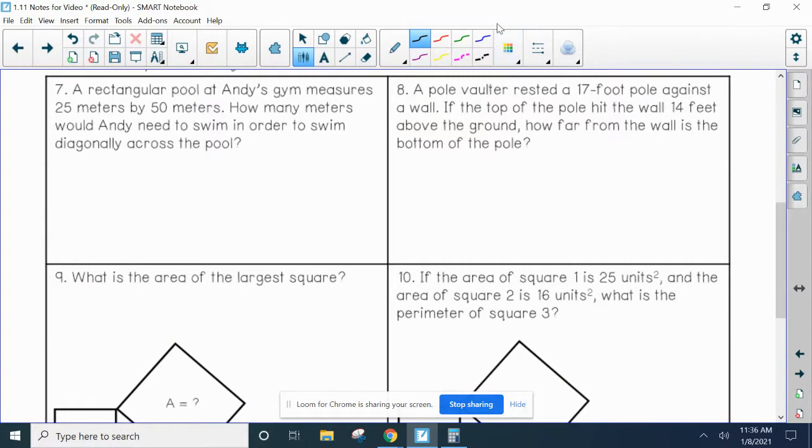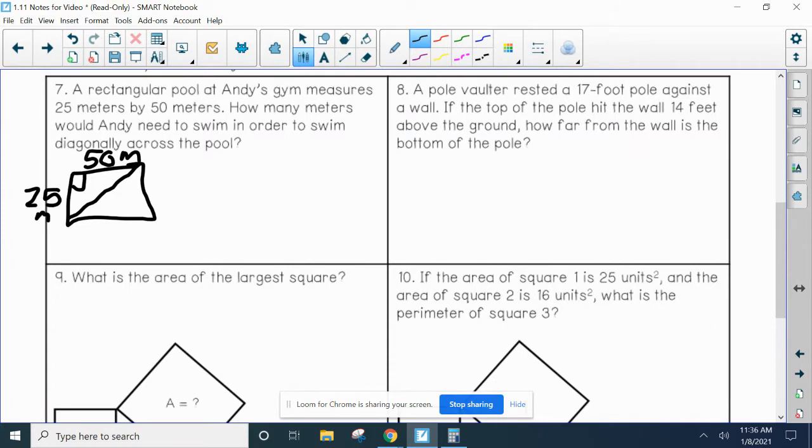It tells us a rectangular pool at Andy's gym measures 25 meters by 50 meters. So what I like to do with word problems like this is draw it so we can see our shape. So we have a rectangular pool. We know that it is going to be 25 meters by 50 meters. And they want to know how many meters Andy would need to swim in order to swim diagonally across the pool. So we know by definition of a rectangle that that's our right angle right there.